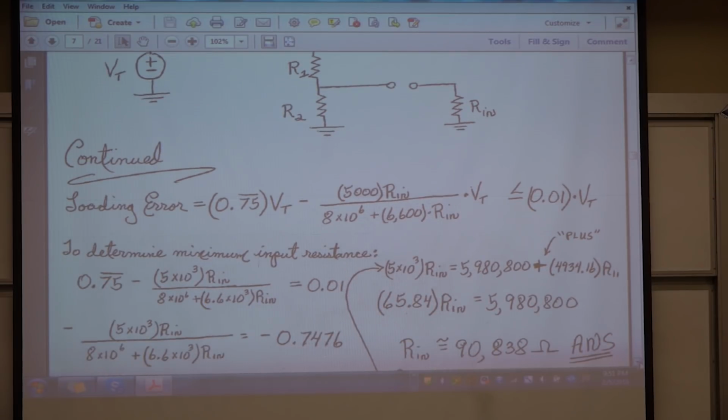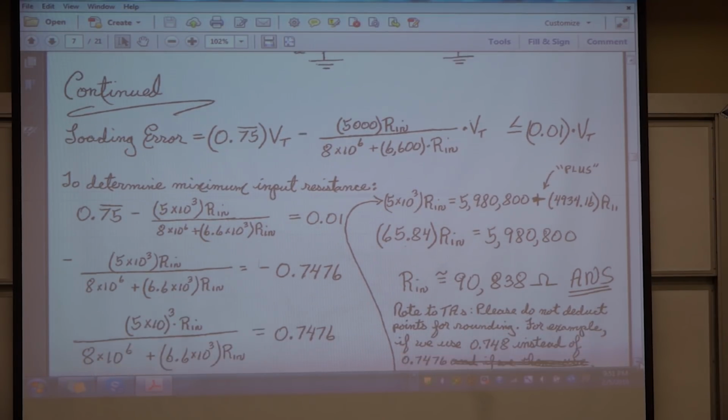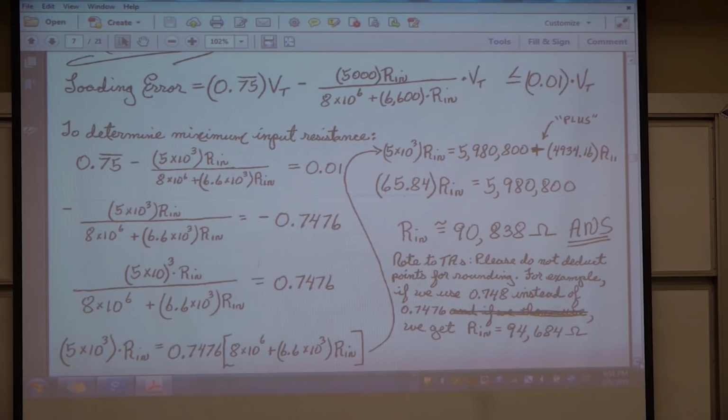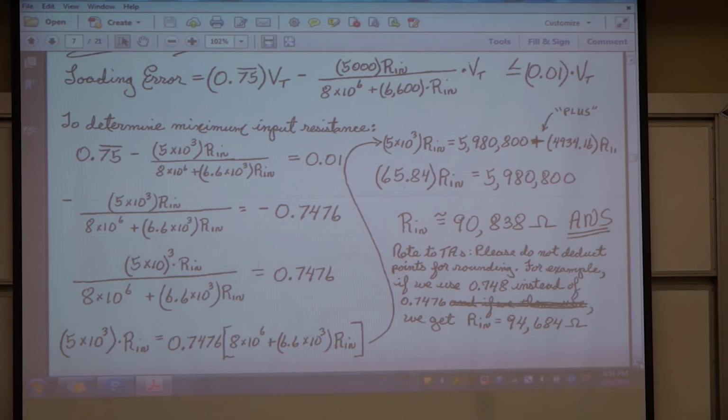Okay. So to determine the minimum input resistance, we have it there. The rest is not that bad. What I noticed was that it was very sensitive to rounding. We have very large numbers and somewhat small numbers. So I made a note to the TA: you could be off by 4,000 ohms if you just change a little bit of the numbers here. So roughly around 90, 91,000 should be Rin.